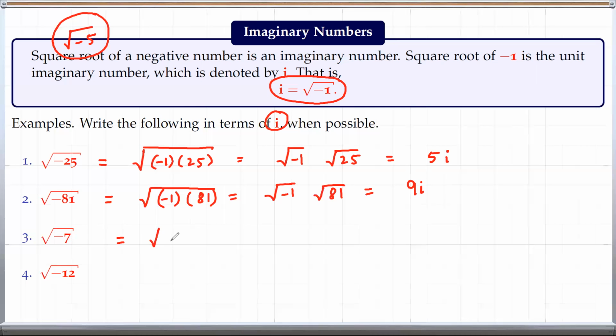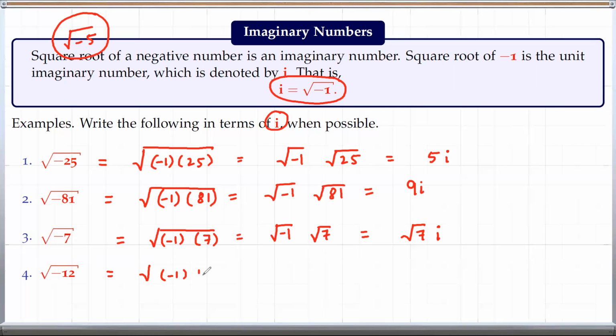The same idea here. So we have the square root of -1 times 7. So this is the square root of -1 times the square root of 7. There isn't much we can do with the square root of 7, so we can just leave it like that. But the square root of -1 is i.